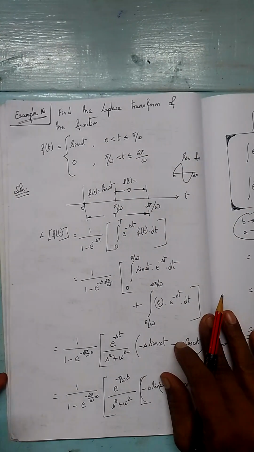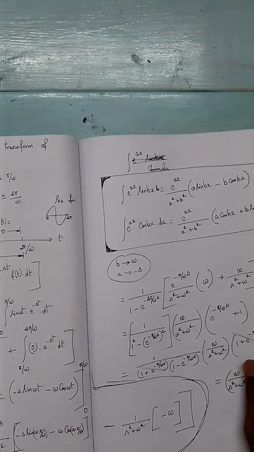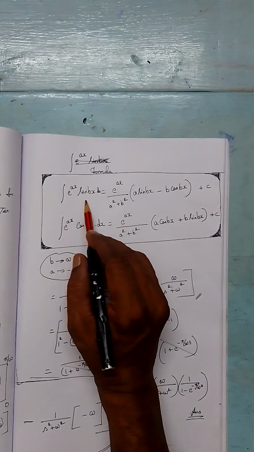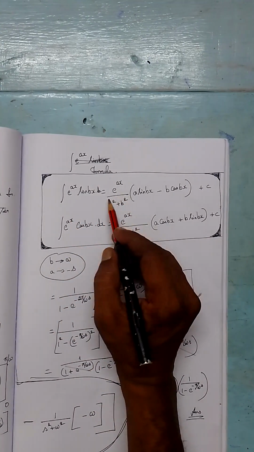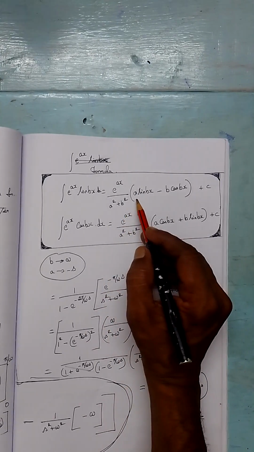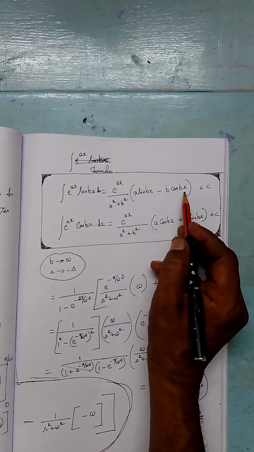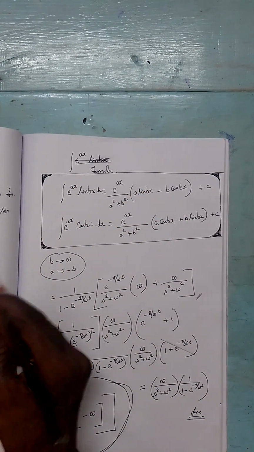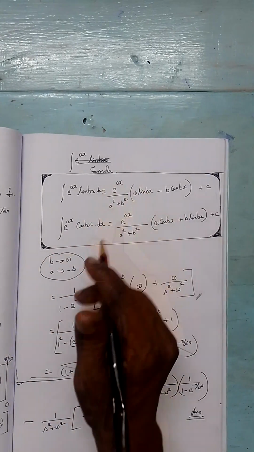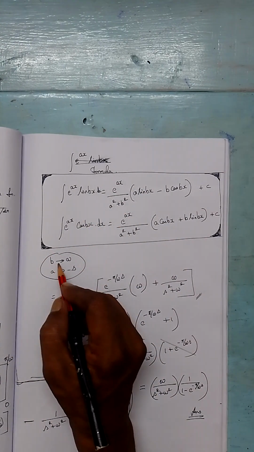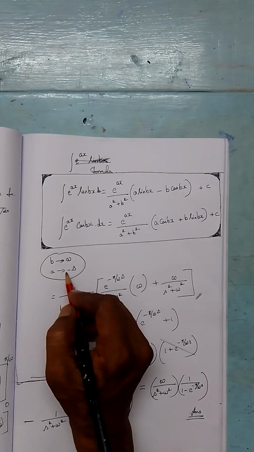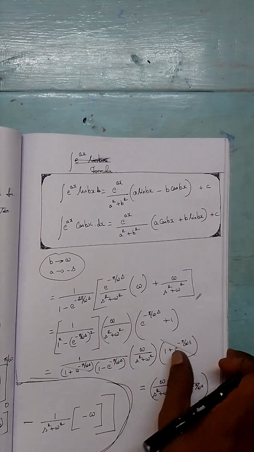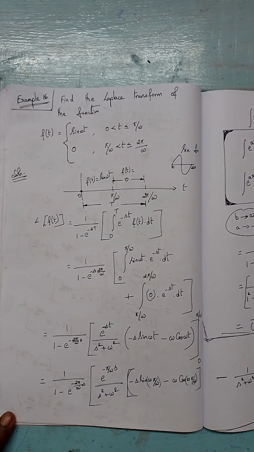Now we all know the well-known formula. See, these two formulas are very important. The integral of e power ax sin bx dx is equal to e power ax by a square plus b square into a sin bx minus b cos bx plus c. Okay, this formula we are making use of. So comparing our integration with this formula, b we are writing as omega, and for a we have minus s. So these two values and this formula we are making use of in this problem.